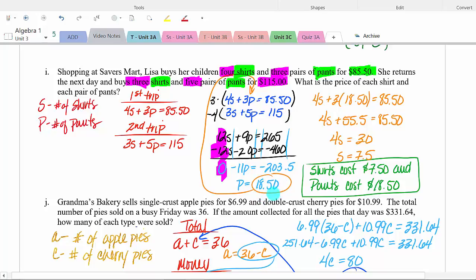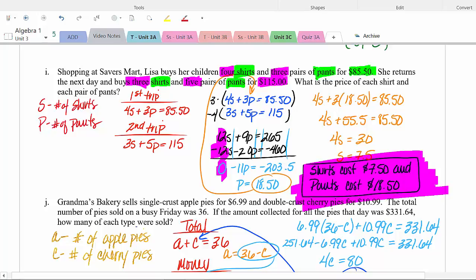Okay, from there, we've got to take that 18.50 and plug it back into one of these two equations. Looks like we did the top one. We did a quick calculation here. We find out that our shirts are $7.50. Make sure that you put your answers into word form if it's a story problem or a word problem. Okay, that's pretty mandatory for that.